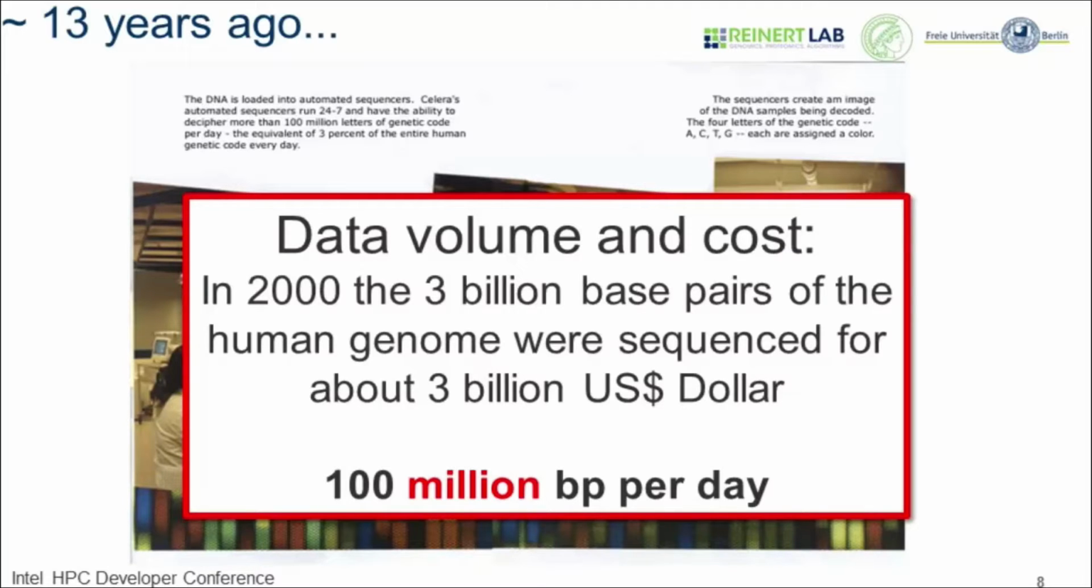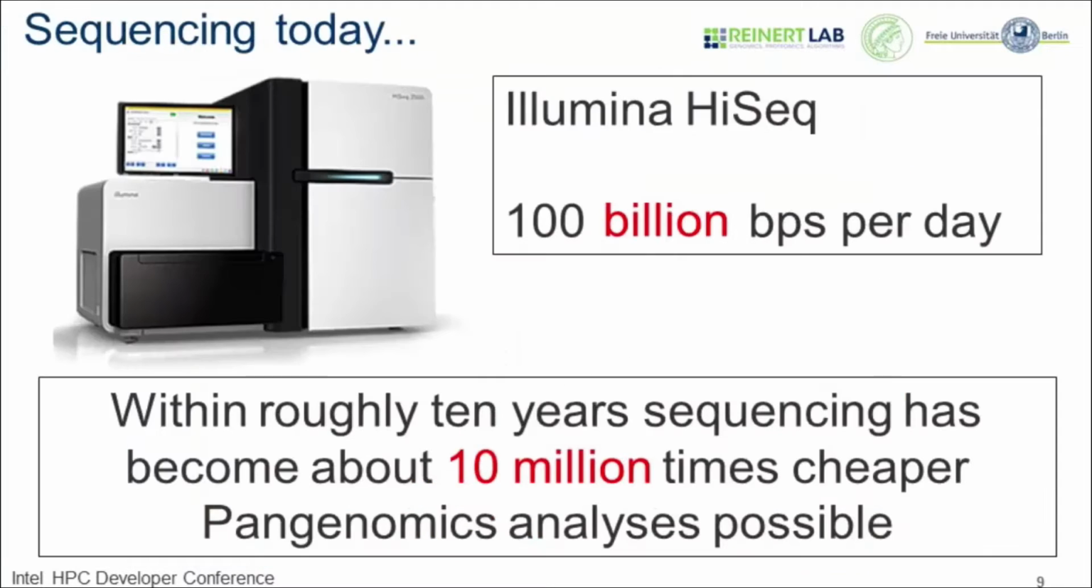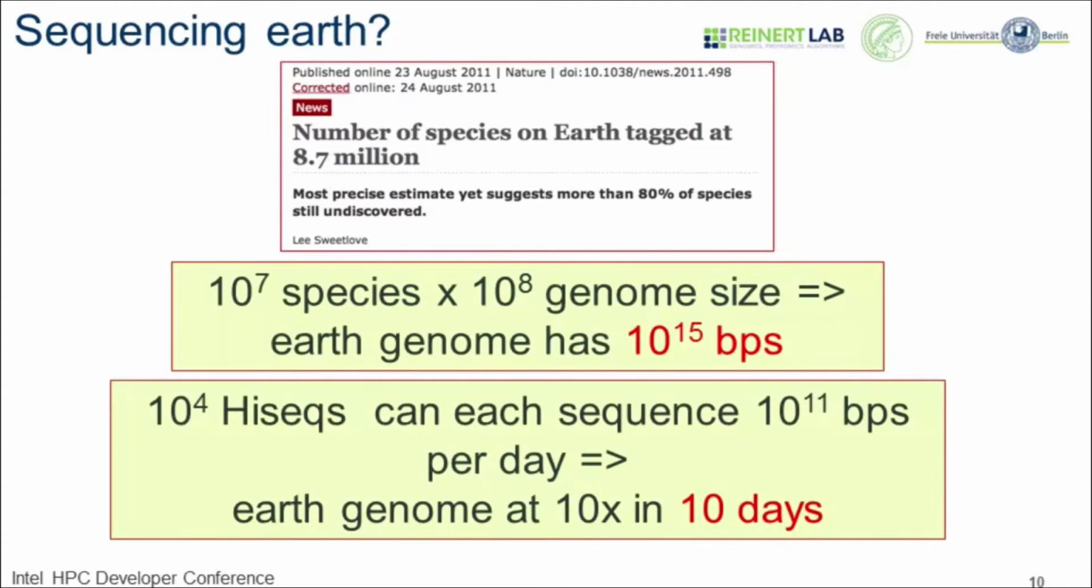This factory hall can now be replaced by one machine. That's an Illumina HiSeq. And that Illumina HiSeq can now sequence 100 billion base pairs per day. So if you do the math, it means that within roughly 10 years, sequencing has become about 10 million times cheaper. And I don't know any other part of business which has seen such a decrease in cost. So what is now actually possible is we can sequence everything, really everything. If you do the math, I found this paper: number of species on Earth tagged at 8.7 million.